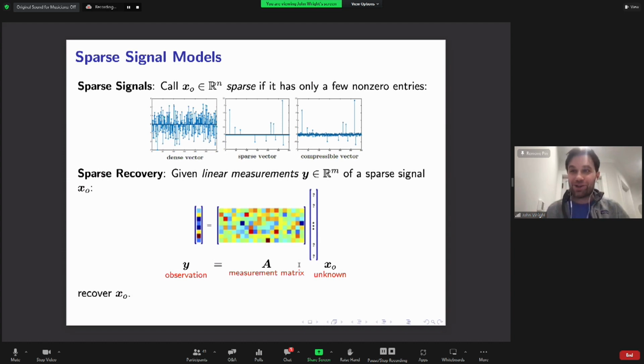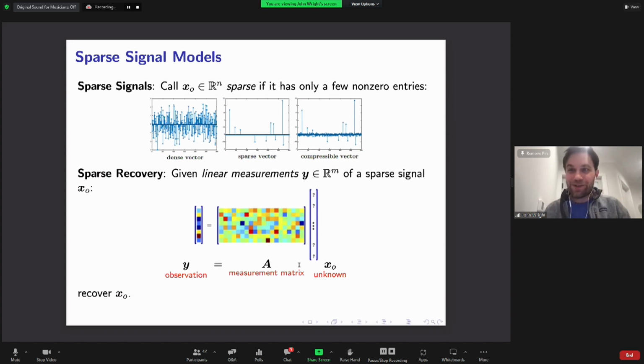Okay, so basic definition, a vector is sparse if it has only a few non-zero entries. And probably the most fundamental problem associated with sparse vectors is this problem of recovering a sparse vector, here we're calling it x, from a few linear measurements, right? So here, written as a matrix equation, y equals Ax.